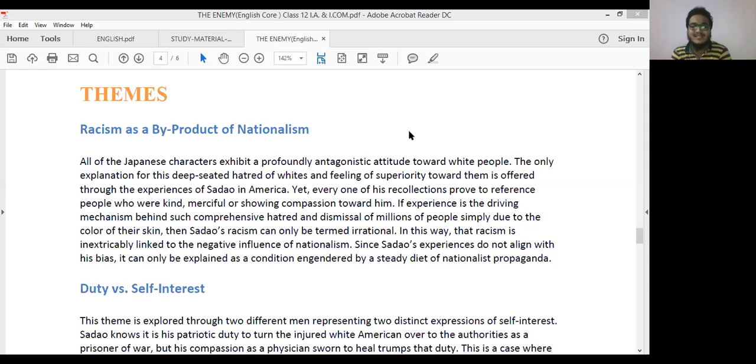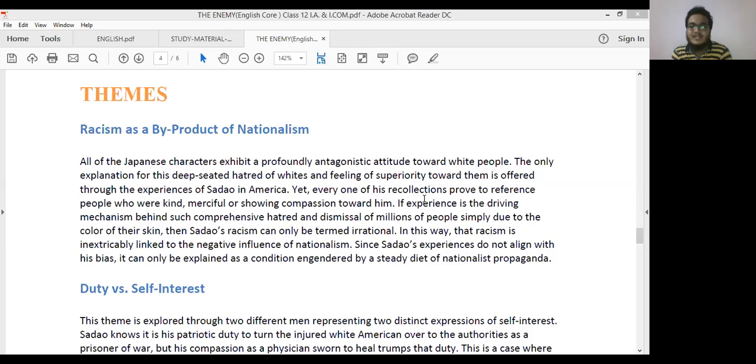Sadao's racism can only be termed irrational. In this way, the racism is inextricably linked to the negative influence of nationalism. So racism has been negatively linked with nationalism here.